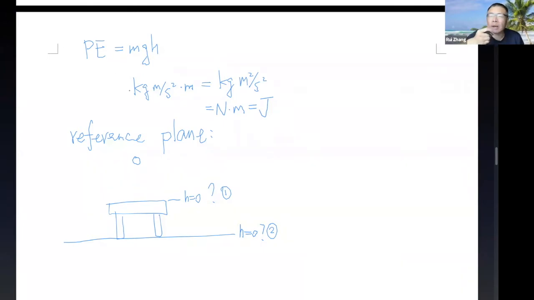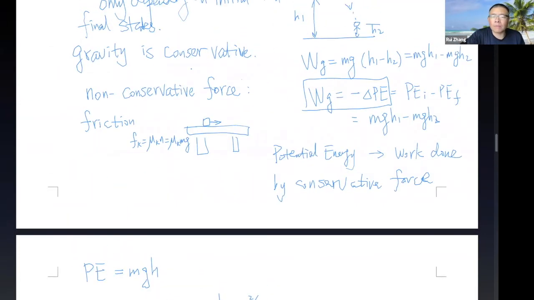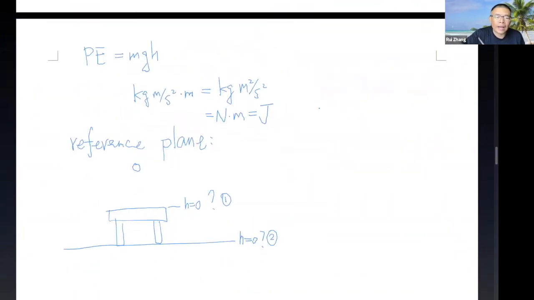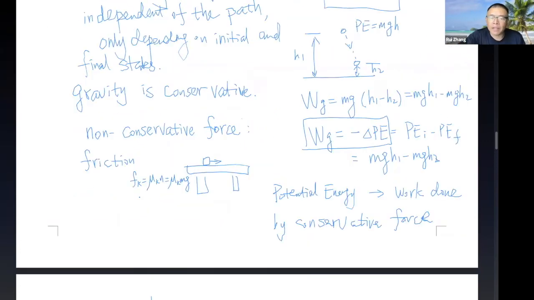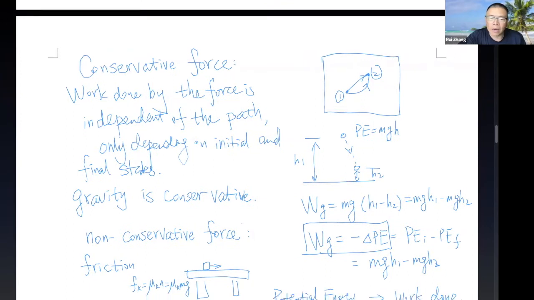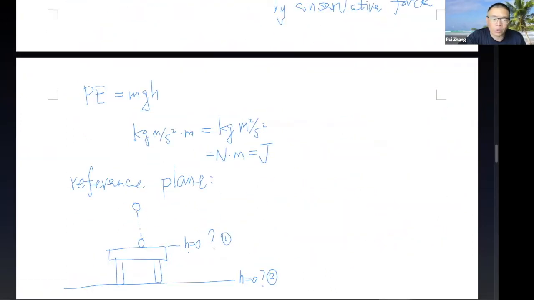It sounds crazy, right? Because obviously, when you take the different height, you get a different number for potential energy. But actually, it's fine. The real thing is the work done by gravity. If you consider a height change, say going from here to here, the work done by gravity will be fixed. It's independent of what height you choose as your reference plane. It's always going to be the same number. I'm going to show this in a second.